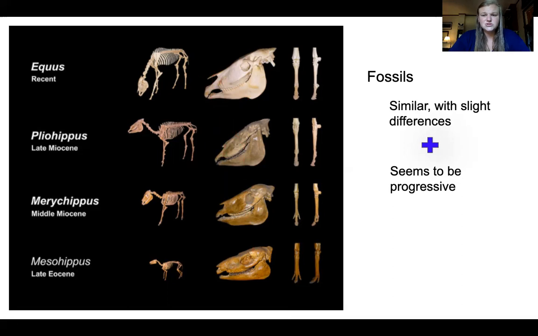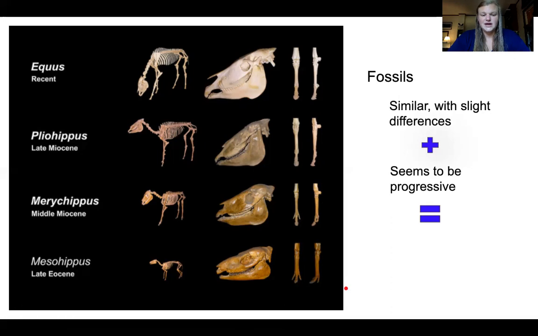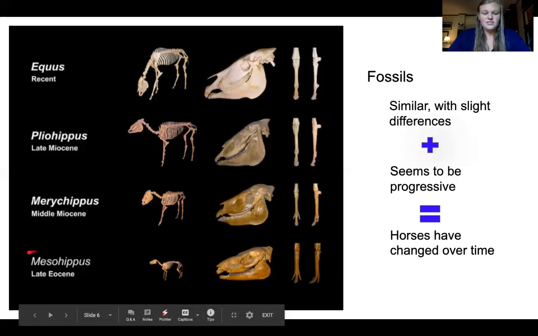When we put these two things together, we come up with this idea that maybe horses have changed over time and that these late Eocene animals somehow changed to become our recent horses.